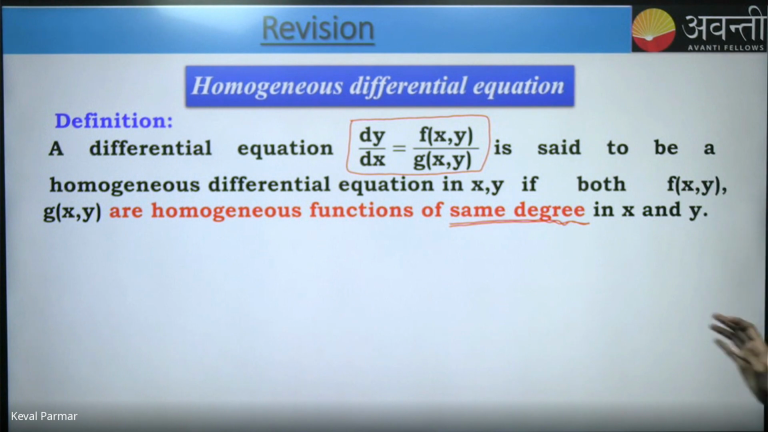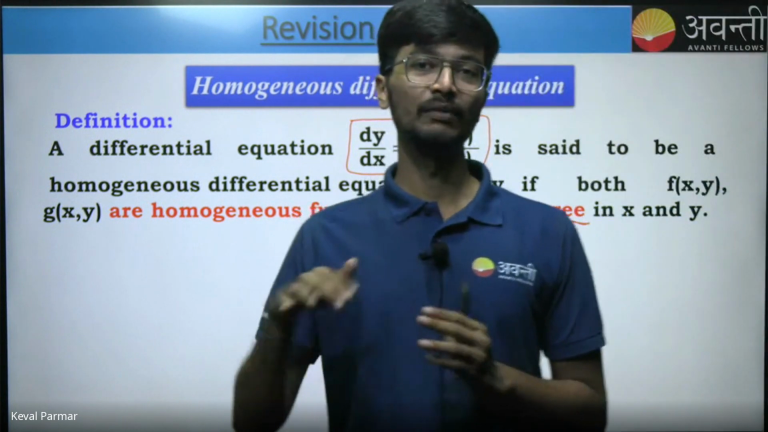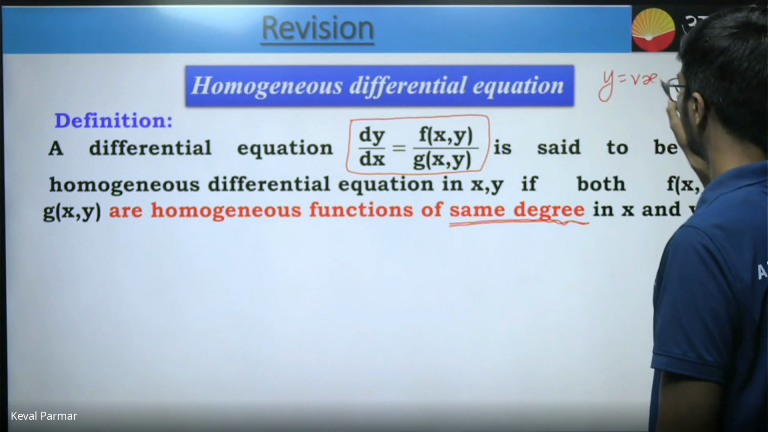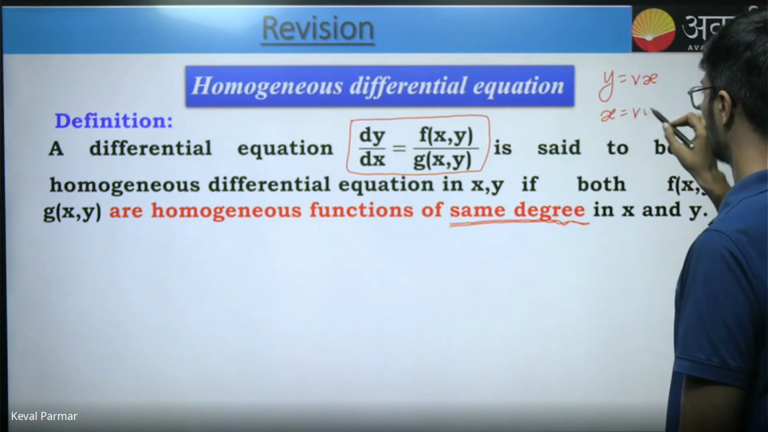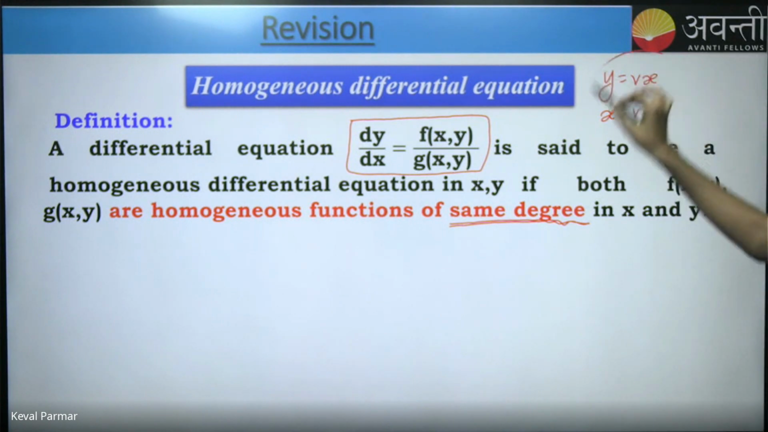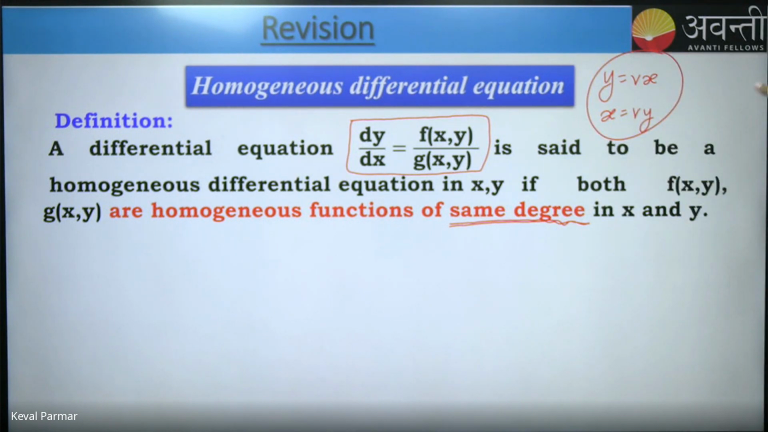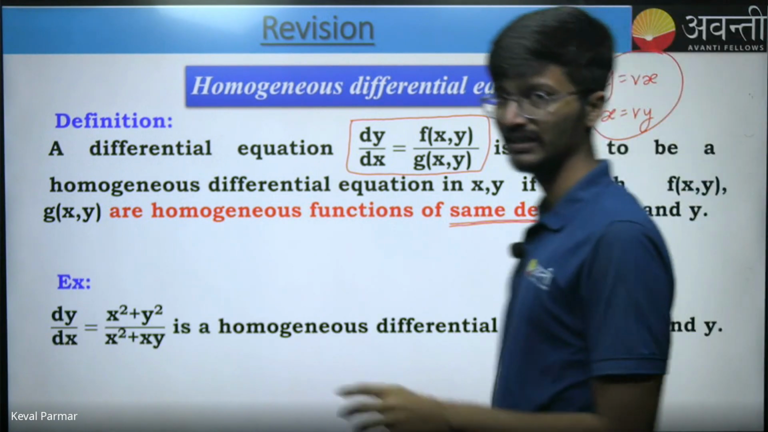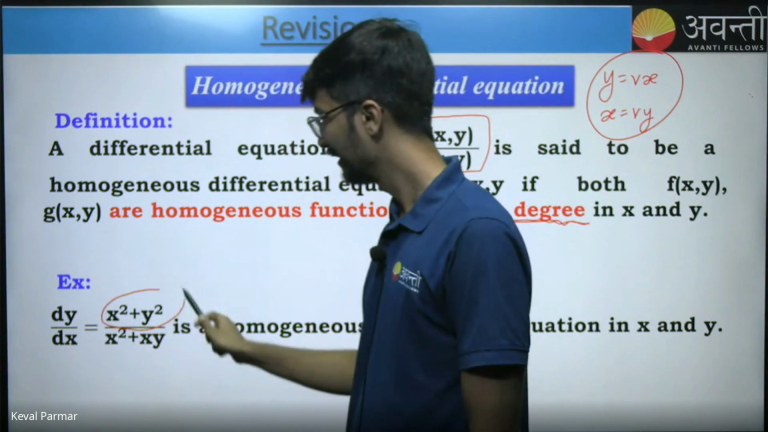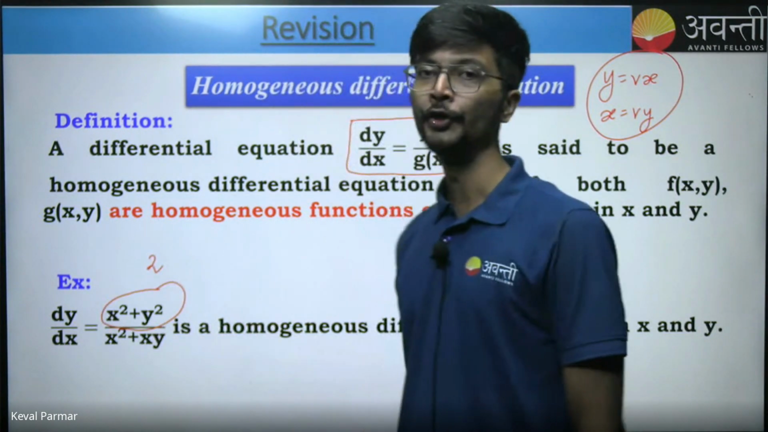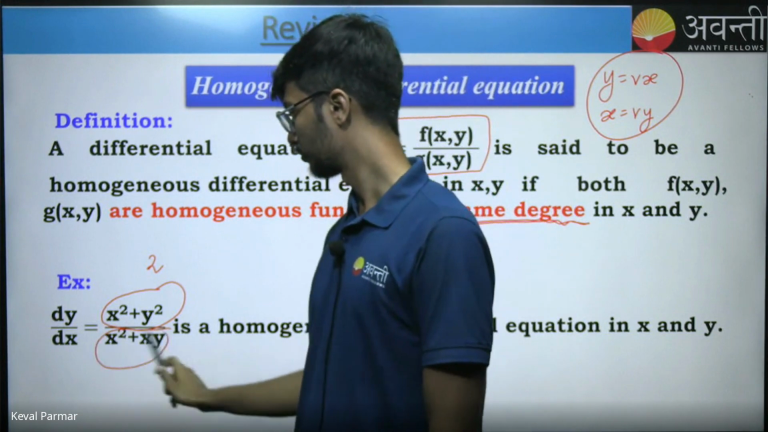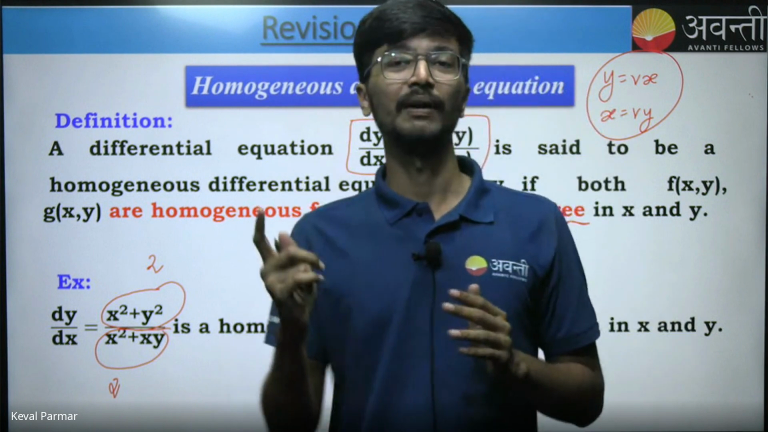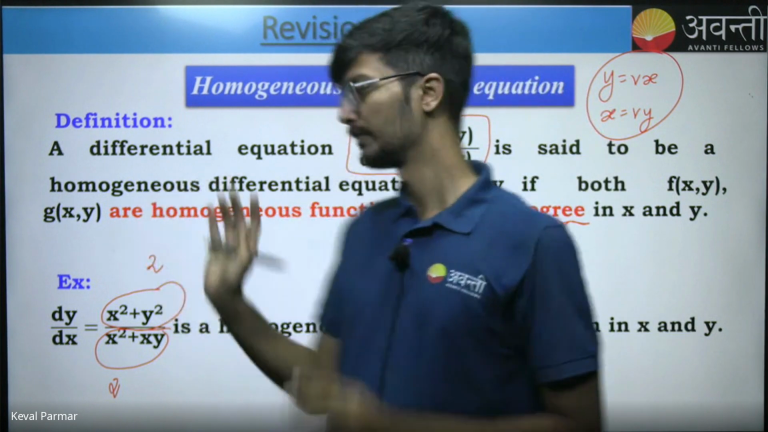Now to solve, I hope you know what we do. We substitute y equals to vx, or depending on the situation, x equals to vy. Any of these two we can use. So this is a homogeneous differential equation. As you can see in the numerator, every term has the power 2, and in the denominator also both the terms have the power 2. So if the numerator and denominator both are the same power, then it is a homogeneous differential equation.